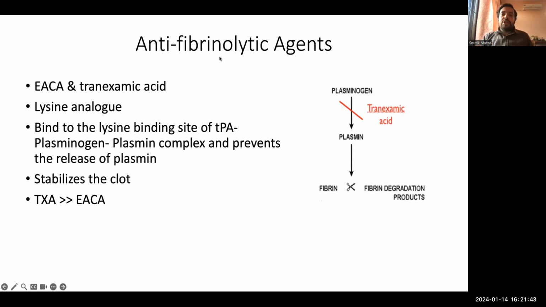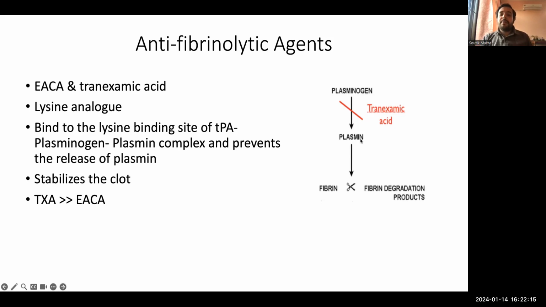The most commonly used hemostatic agents in clinical practice are the antifibrinolytic agents: tranexamic acid and epsilon amino caproic acid. They are basically lysine analogs. They bind to the lysine binding site of tissue plasminogen activator, plasminogen, and plasmin complex, and prevent the release of plasmin. Plasmin causes degradation of fibrin to fibrin degradation products.